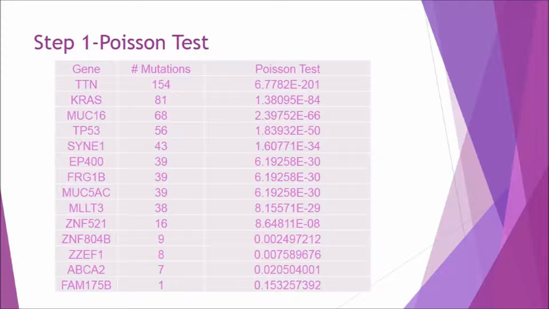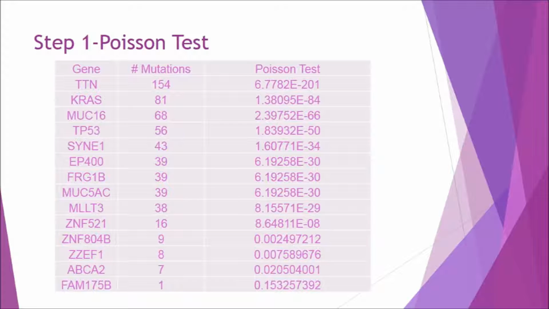So what's significant about this is that even though it has a nearly 0% chance of happening, it still is occurring. And so this tells us that TTN could be a novel driver gene. This could be a gene that's causing the pancreatic cancer to happen. This is actually telling us that this is not just occurring by chance, which is the main key term here.